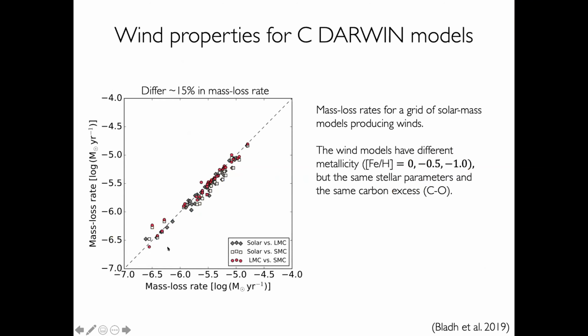But basically, what you see here is that the mass loss rate for these models, if they have the same stellar parameters and the same carbon excess, the same available carbon to form dust, then they produce pretty much the same mass loss rate. So it's the available carbon that is very strongly affecting the mass loss rate. And now it's a question to stellar evolutionists, so the dredge up of carbon might of course be metallicity dependent.